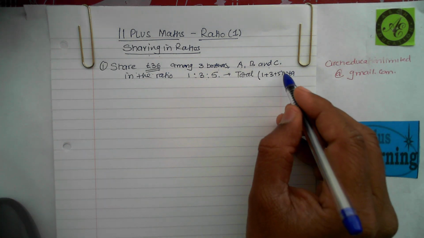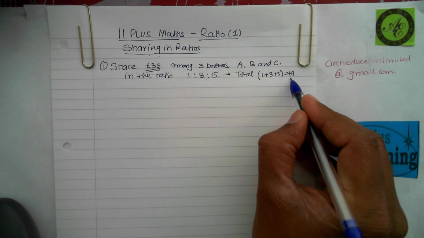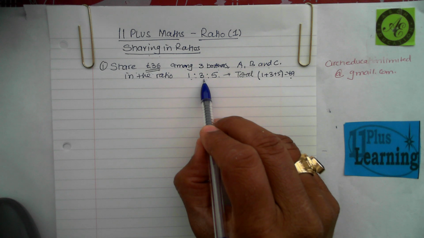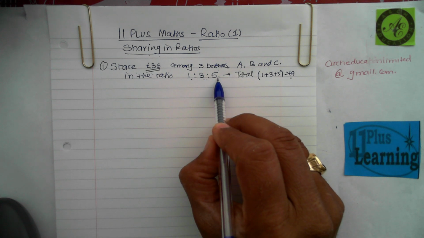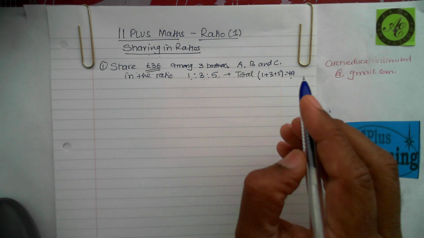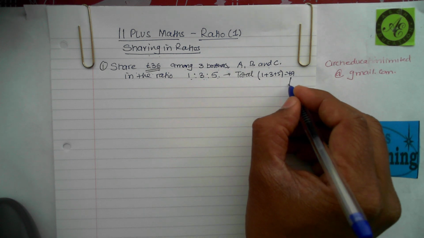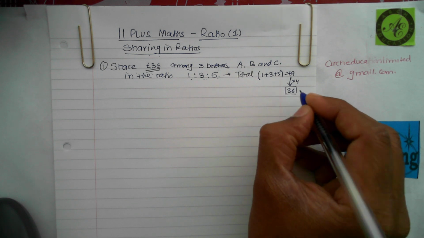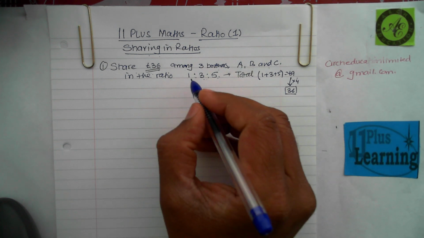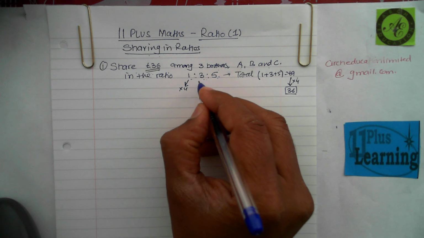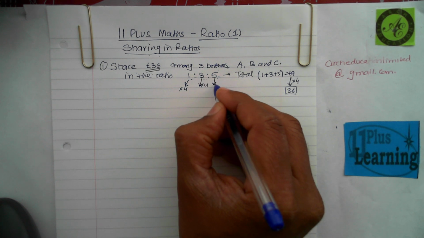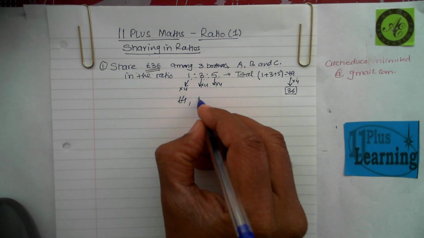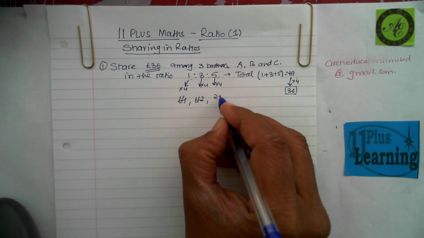And we move in proportion. That means if there were only £9 to be divided among three people, A would have got £1, B would have got £3, and C would have got £5. But we have 36. So how many times 9 will make 36? That's times by 4. So 4 is the multiplier in this ratio. We times each of these ratio parts by 4. So A gets £4, B gets £12, and C gets £20.